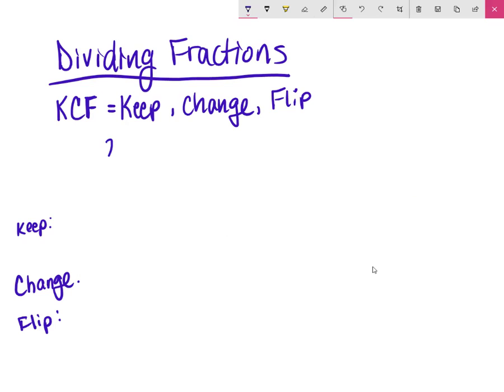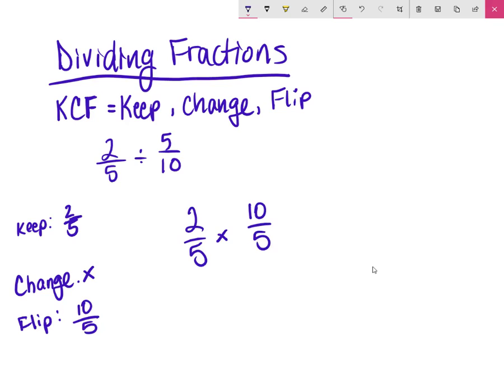Okay, let's do another one. 2/5 divided by 5/10. So using the keep, change, flip rule, we will keep 2/5 the same. We will change division to multiplication and flip 5/10 to 10/5. Rewrite this as 2/5 times 10/5. Multiply straight across the top, straight across the bottom. 2 times 10 is 20. Then 5 times 5 is 25.